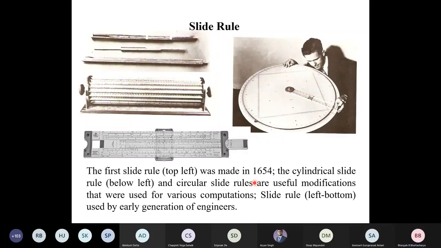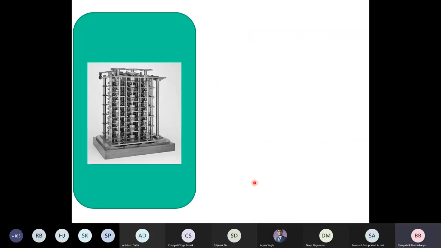Interesting. Okay. Well, so let us move ahead. So this is an engine. If we look carefully, there are some digits engraved on the wheels, like 0, 1, 2, 3, 4, and so on.